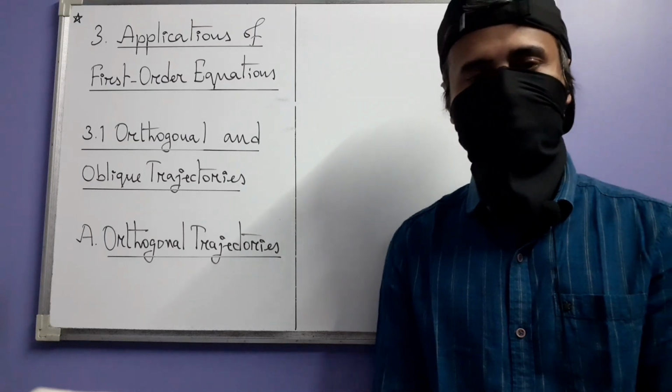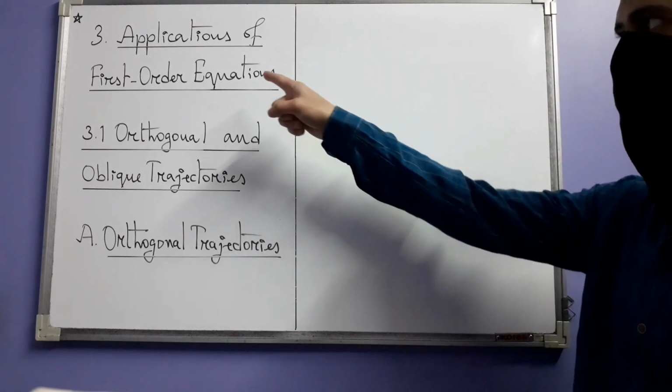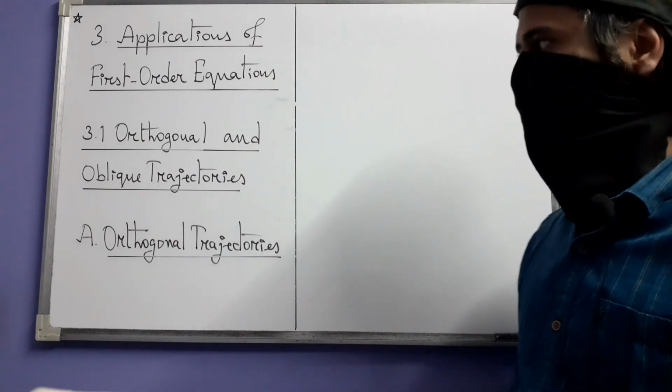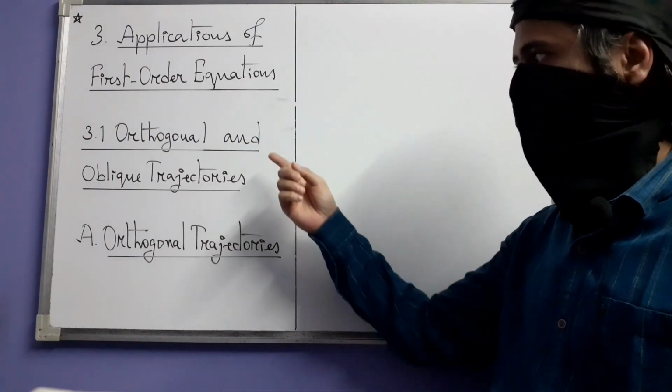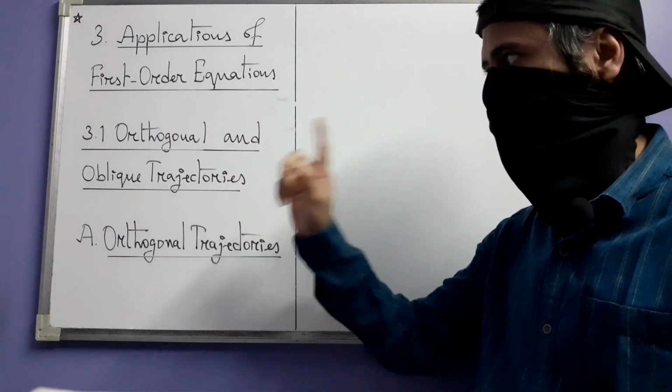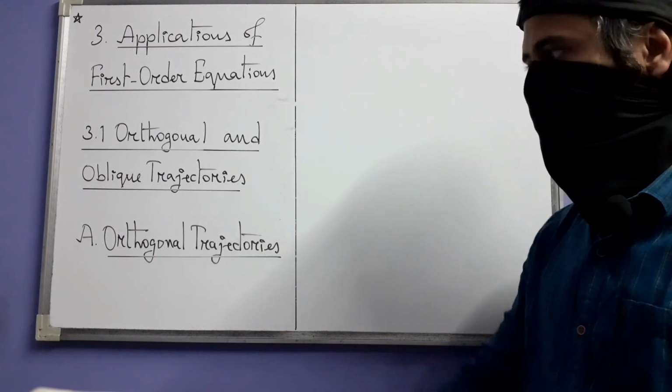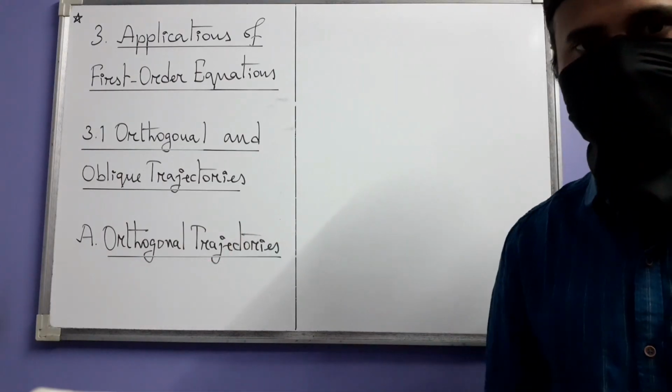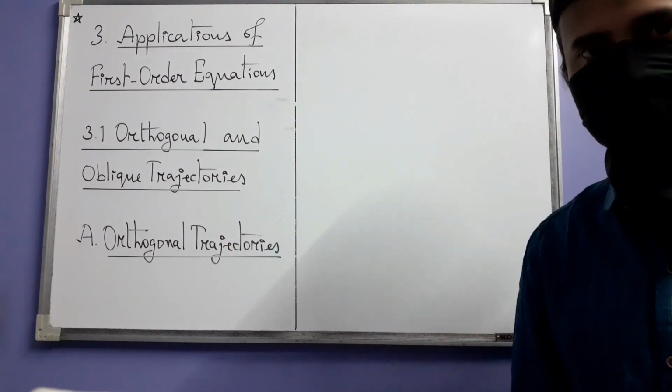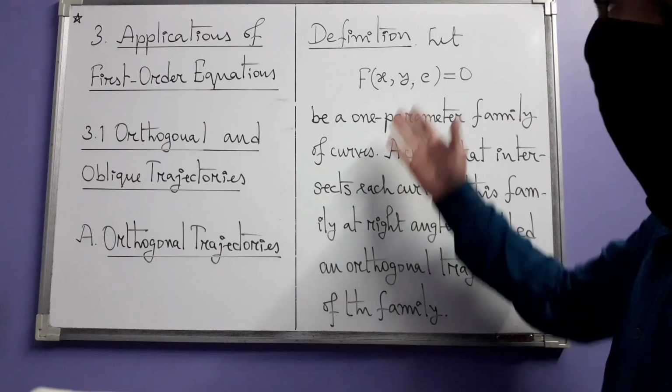In this third chapter, we are going to see some applications of first order equations. And in this first section, we will see orthogonal and oblique trajectories. And the first topic, of course, is orthogonal trajectories. So let's see the definition. And this is the definition.